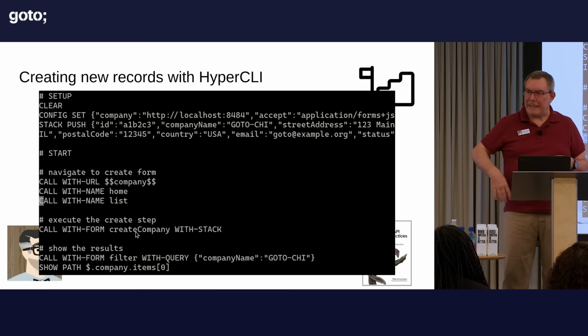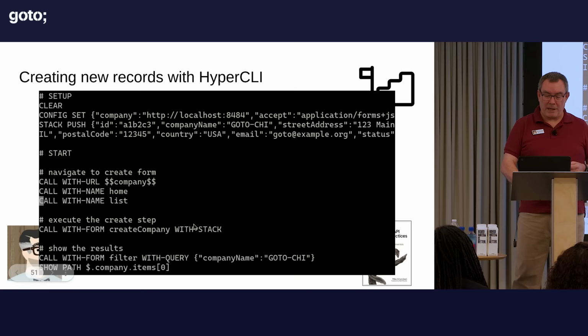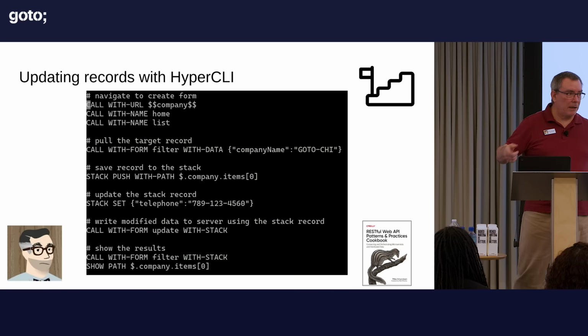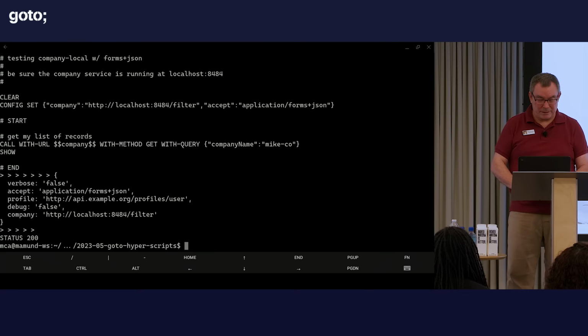So all I do is I create that record, and then I look to see if I actually get the result. And I can even update that same record as well. In this case, I'm looking for a record called GOTO Chicago that didn't have its proper telephone number, and I insert that. Let's take a look at how that works.